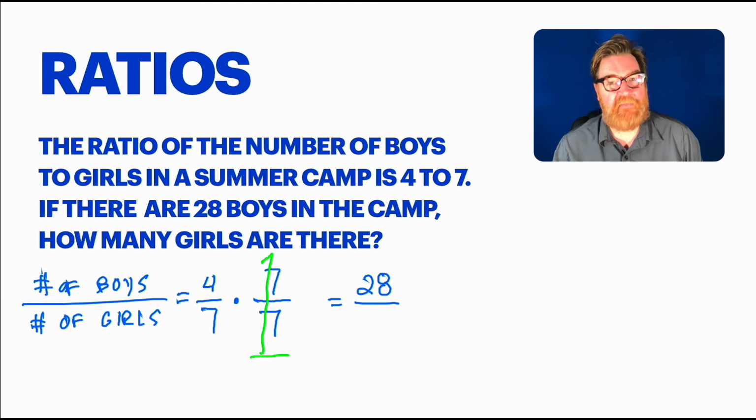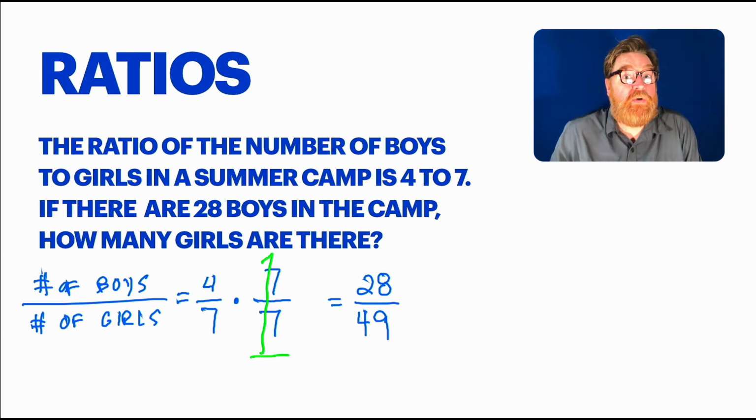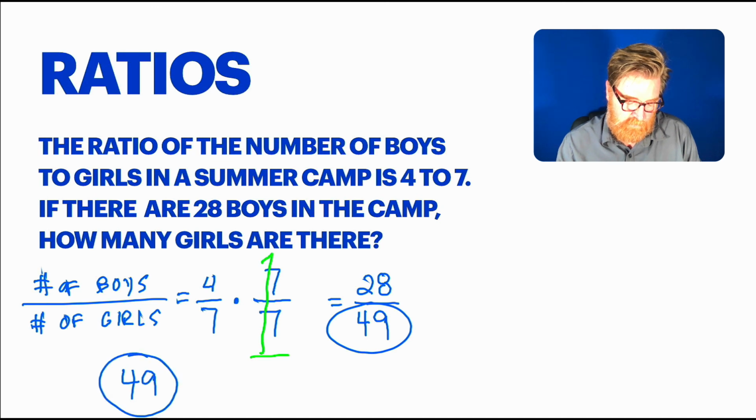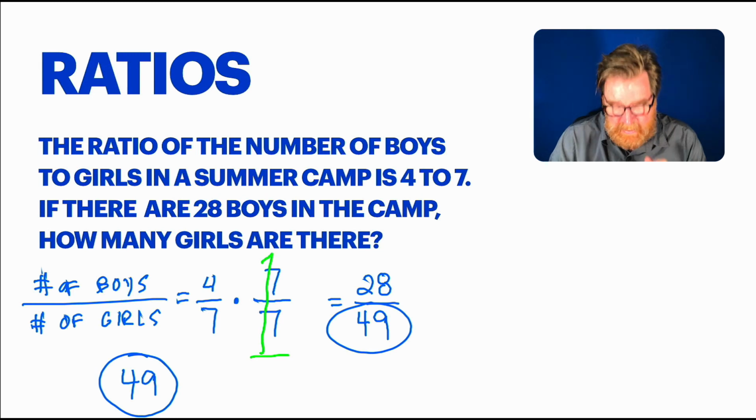Well, 4 times 7 is 28, and 7 times 7 is 49. So the real number of girls in this camp is 49. Okay, 49 girls.